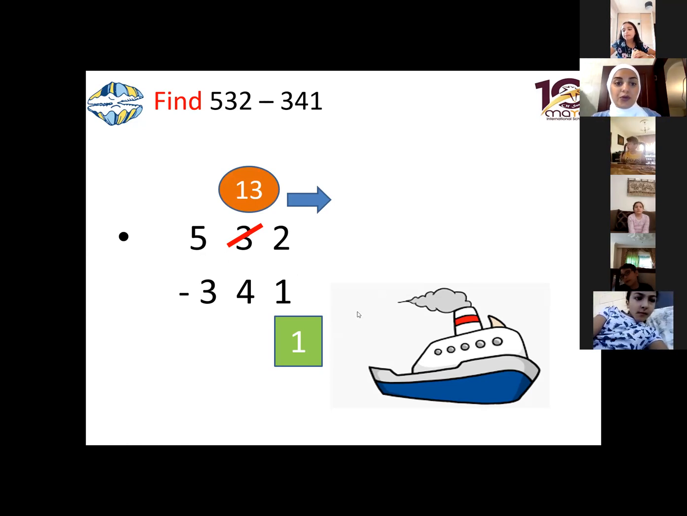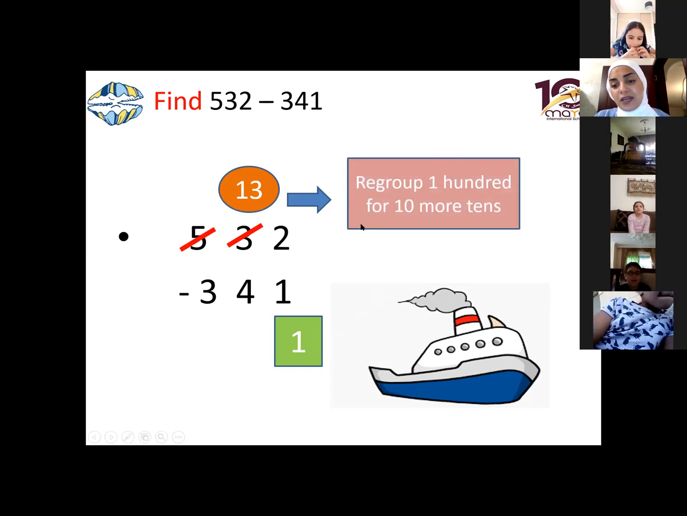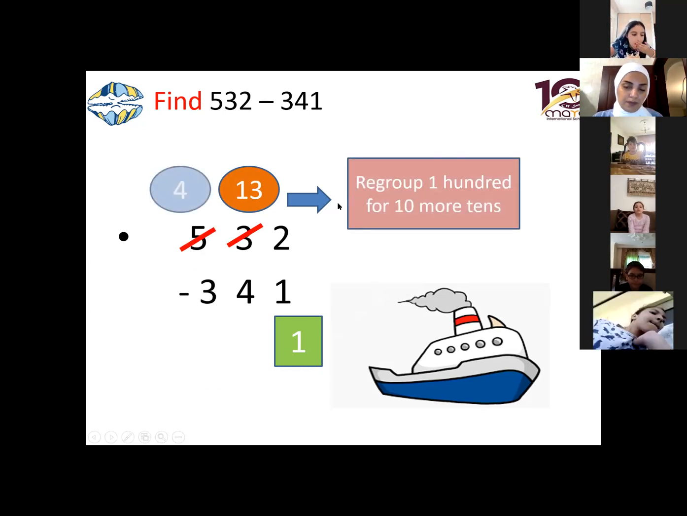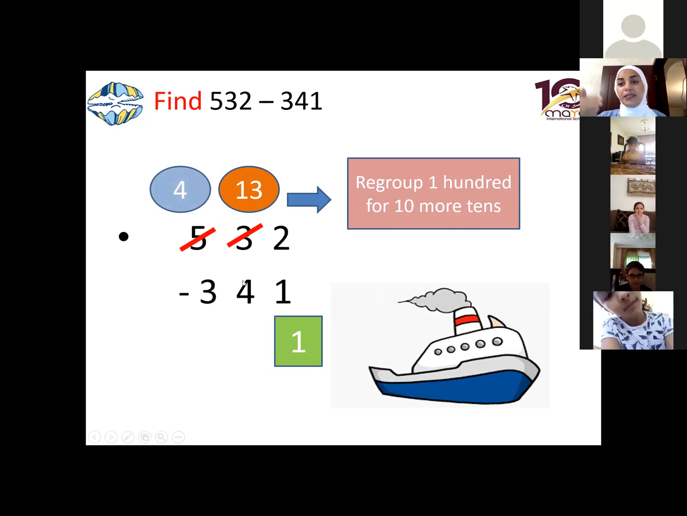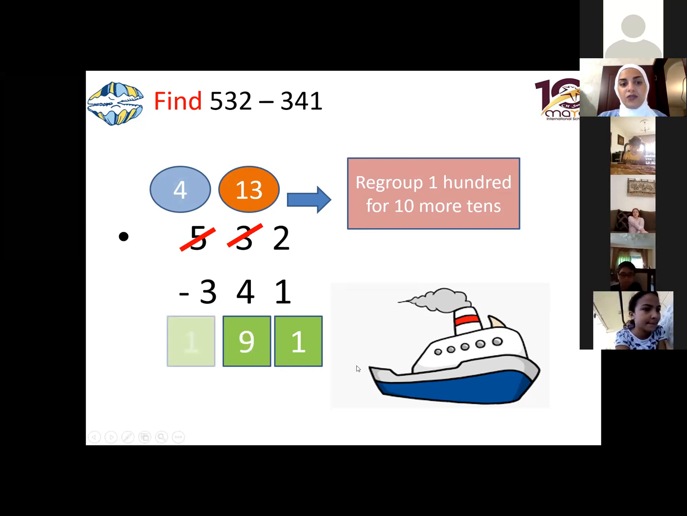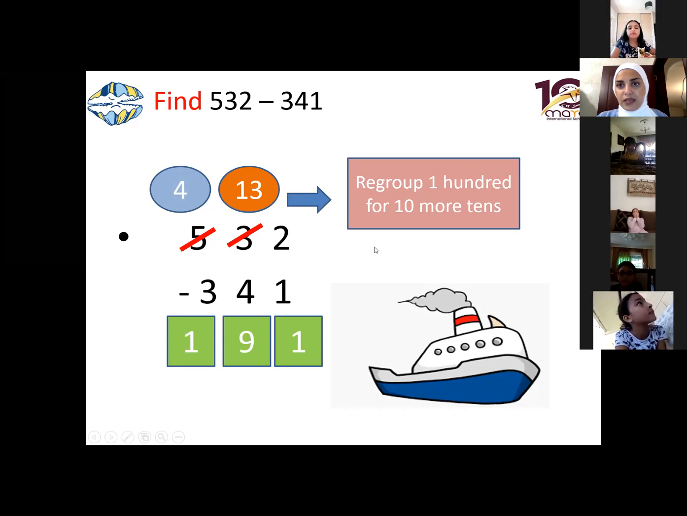Super, Wissam. Super, good job. 9. Now 5 becomes what? 4. So 4 minus 3 is what, Wissam? Good. Thank you. Khaled, can you read the answer? 191. Thank you very much.